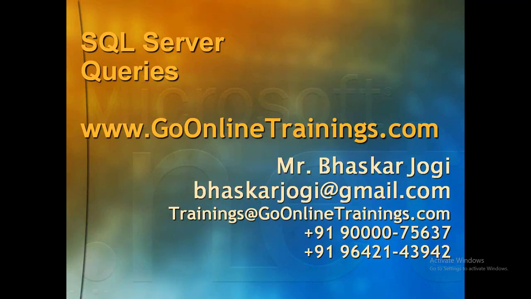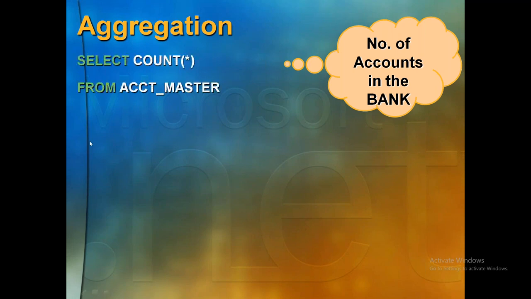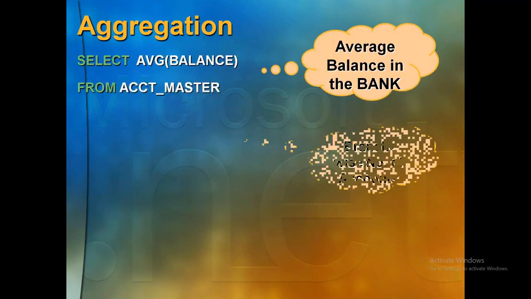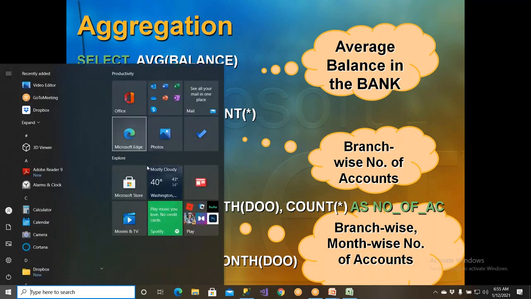Now, I wanted to tell you one more important thing. Number of accounts in the bank. Number of accounts means number of customers. Each customer is opening one account, right? So it is simply select count star from the table. All these things we discussed yesterday. Now, I wanted to tell you one more beautiful thing today.